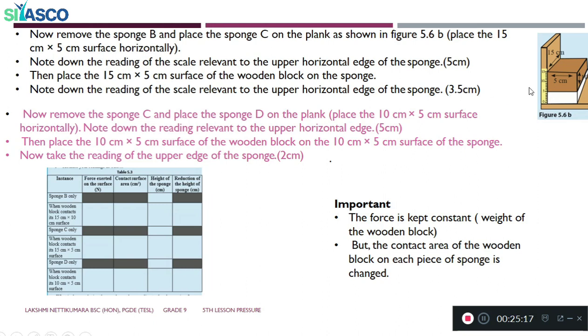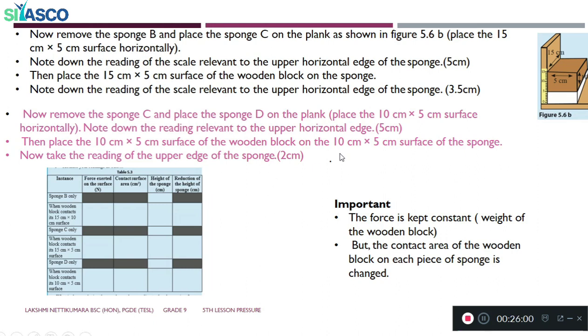Here, what will you see? You will observe the sponge will shrink more. I took it as 3.5. Now remove sponge C and place sponge D here, and take the 10 by 5 centimeter surface area. Also take the wooden block and keep that similar surface area over it, and get the reading.